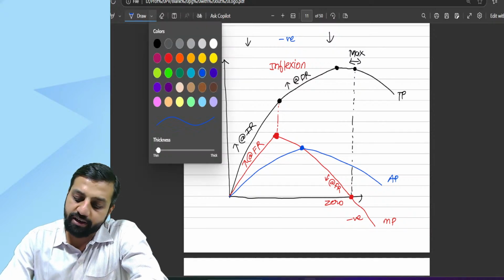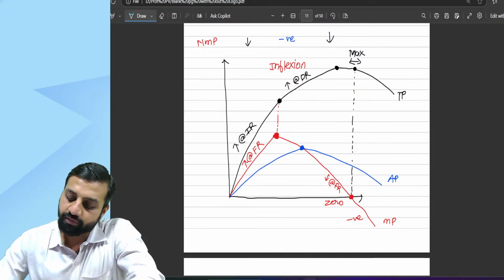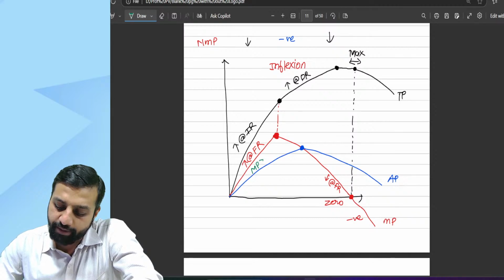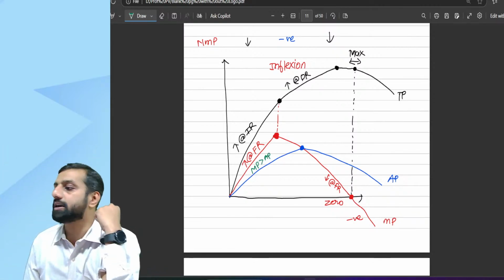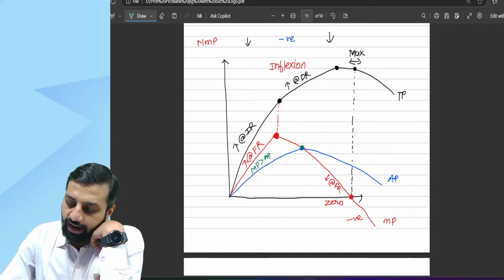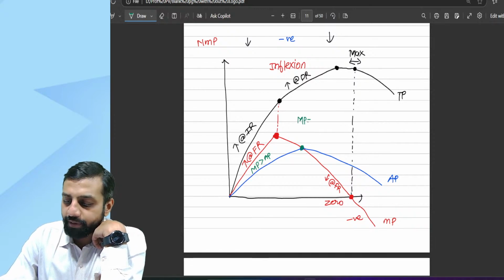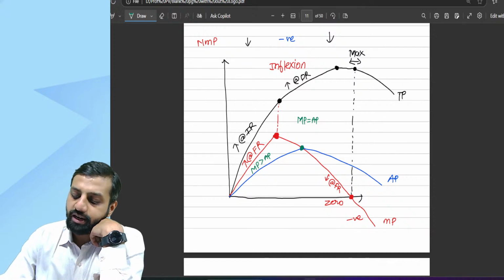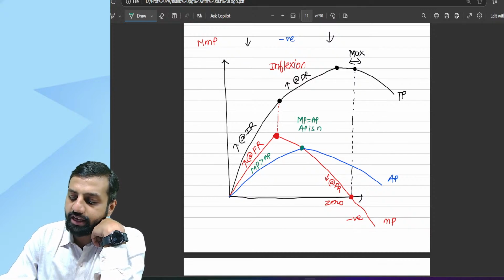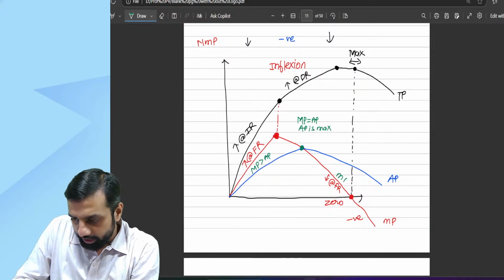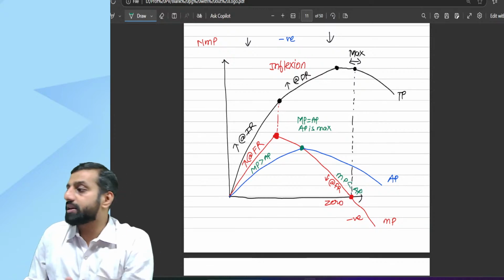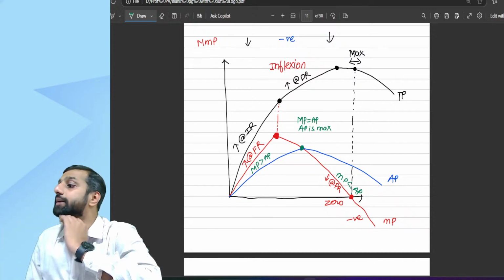So what are the different things that we observe? At this point, MP is greater than AP. MP curve is completely above AP curve. At this point, MP is equal to AP, and we say that AP is maximum. Then over here, MP is less than AP, which means MP is completely below AP.